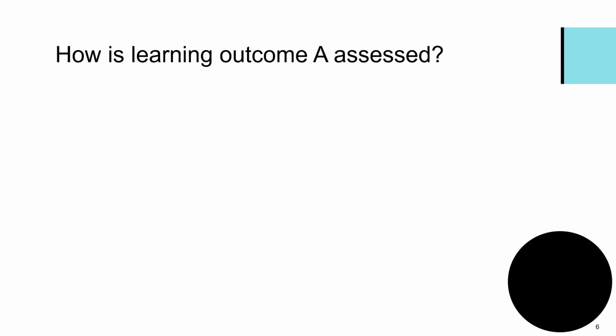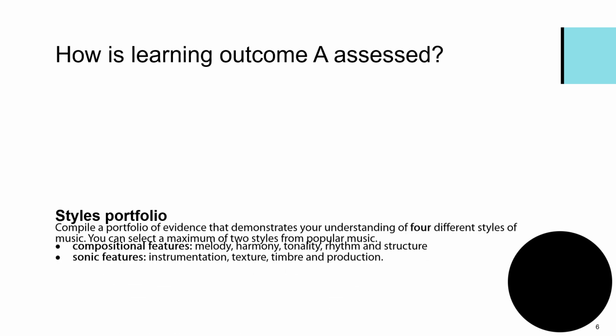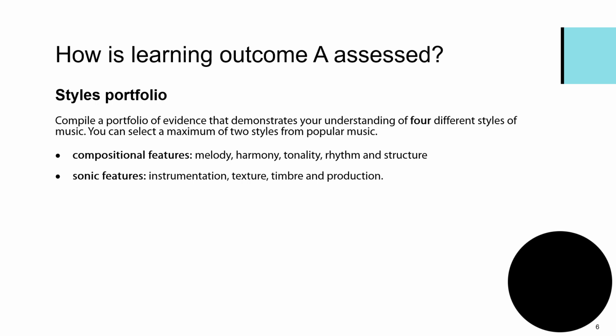So how is learning outcome A assessed? Well, we want learners to create a styles portfolio, and this is where they choose 4 different styles of music and tell us about the compositional and sonic features within those styles of music. They can only select a maximum of 2 styles from popular music. So they could select heavy metal and punk rock, but then they would have to select other styles from the other areas such as Western classical music or jazz and blues or music for media.